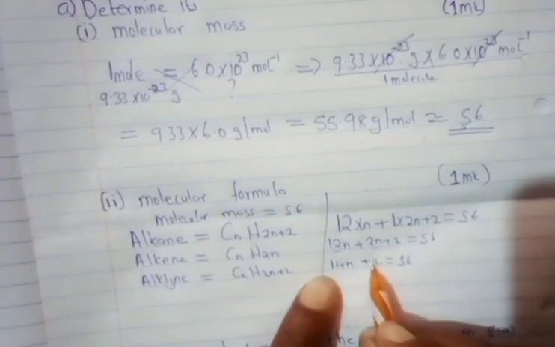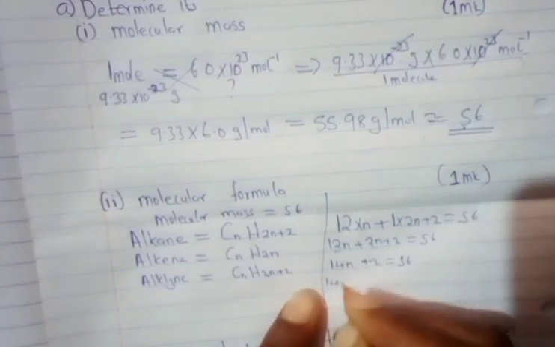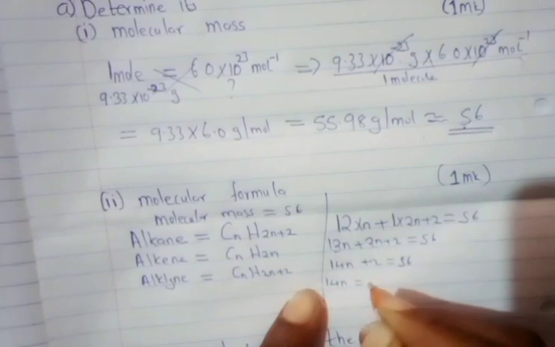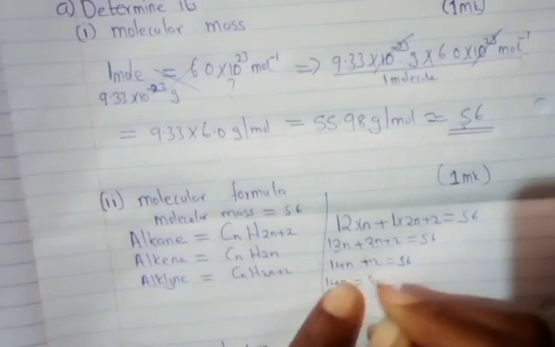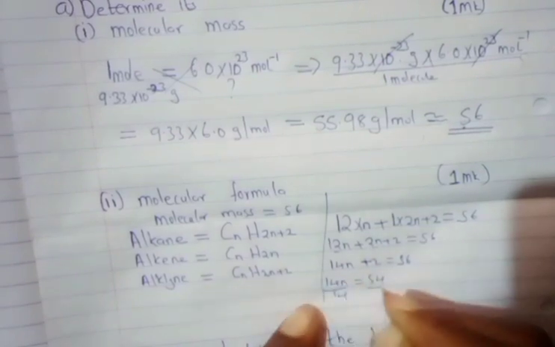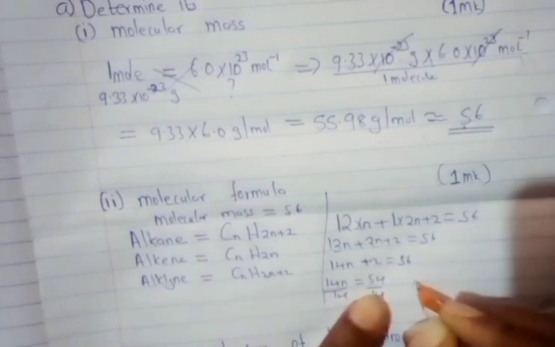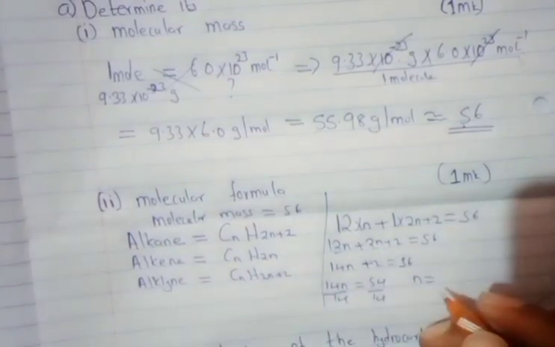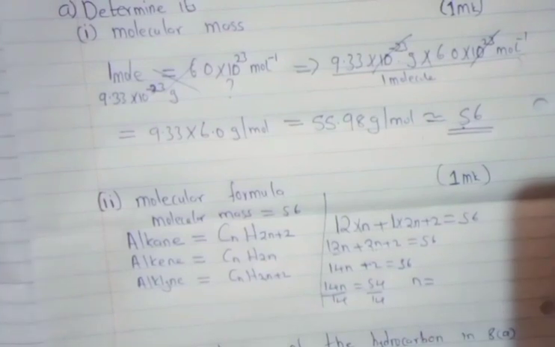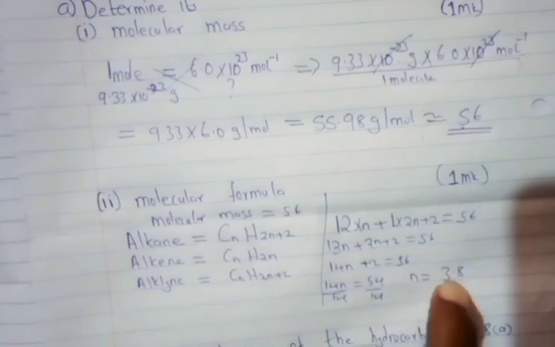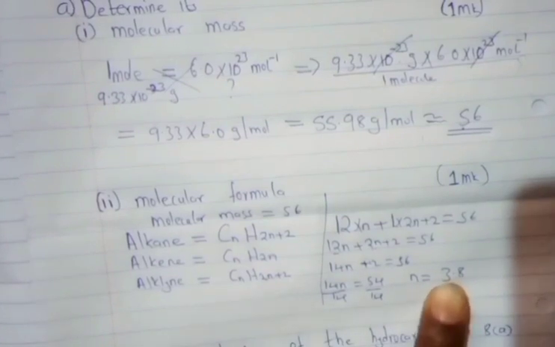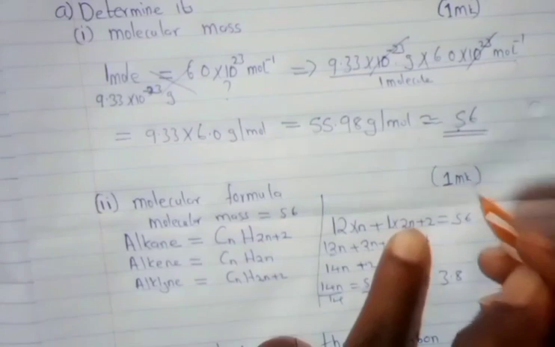So you take this 2 to the other side, you remain with 14n is equal to 54. When you divide by 14 here, divide by 14 here, basically you get n is equal to 54 divided by 14, use your calculator, you will get 3.8, which is a decimal. We don't need that. We need a number that will give us a whole number. So we try the other one.